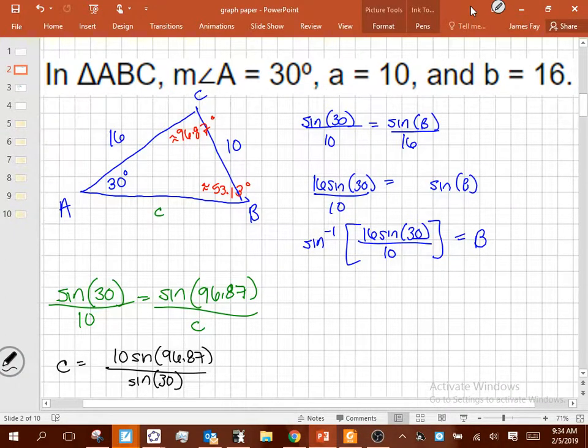We have solved that triangle. Okay, so we currently have a triangle that has side lengths of 10, 16, and 19 point, whatever that was, 8 something. We got a 30-degree angle, 96.87-degree angle, and a 53.13-degree angle. Is that okay with everyone? Now we got to check to see if the ambiguous case is present, okay, or the multiple solution part of the ambiguous case is present.